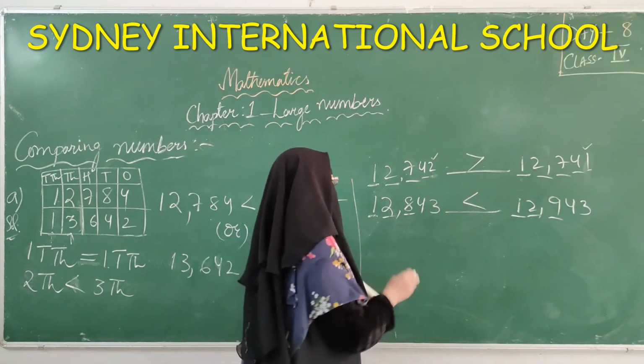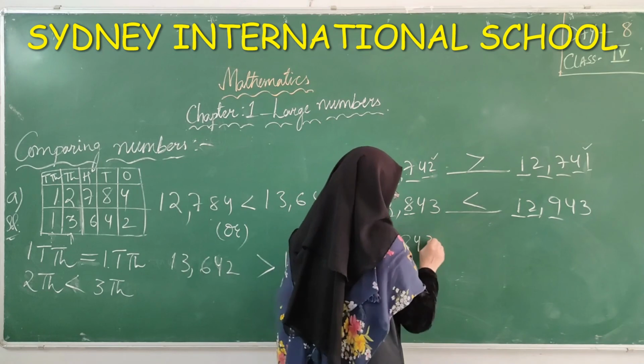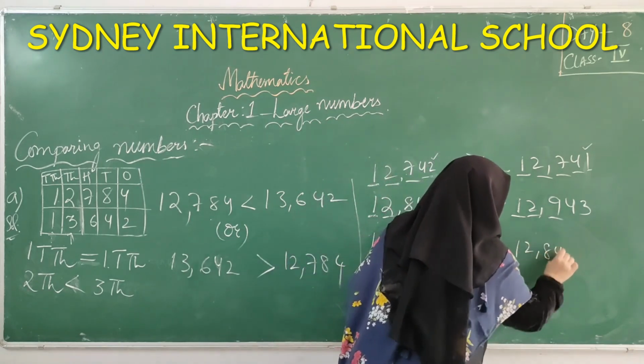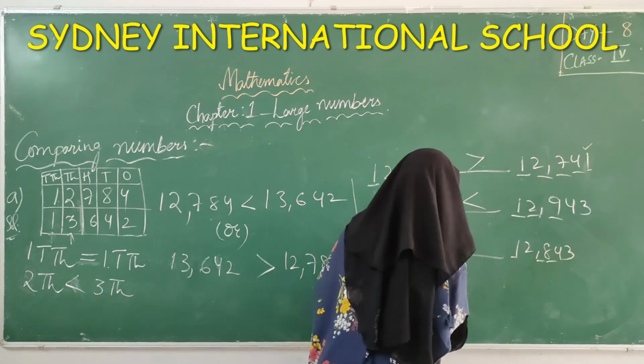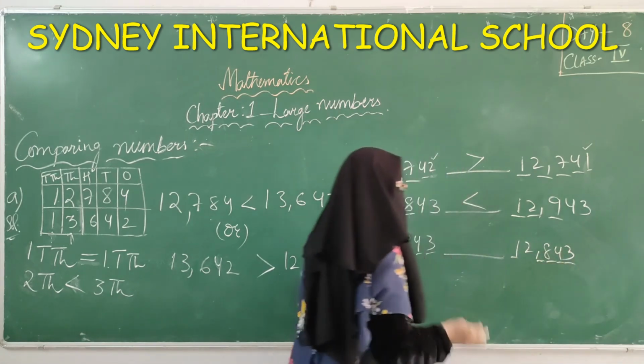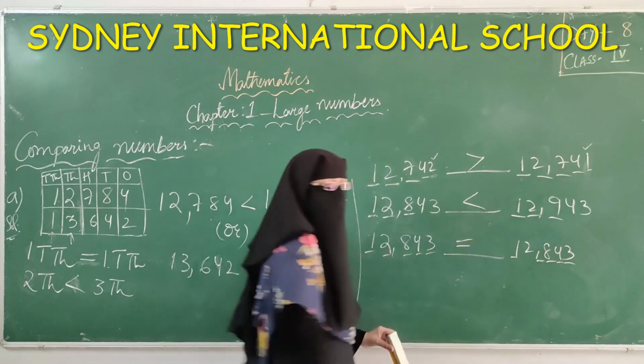If you find 1, 1 same, 2, 2 same, 8, 8 same, 4, 4 same, 3, 3 same, that means both numbers are equal. We have to put the equal to sign.